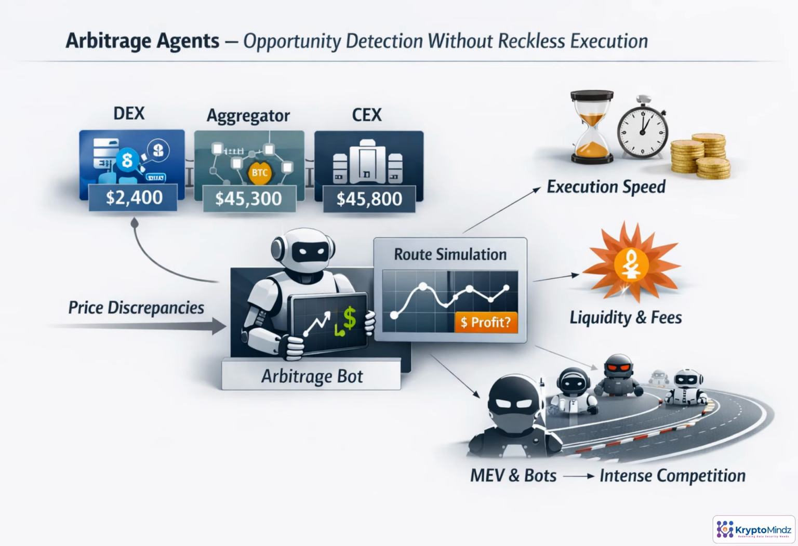Arbitrage agents scan for price differences across DEX pools, aggregators, centralized exchanges, or chains. But a visible spread is not the same as profit. The agent still has to validate liquidity, fees, latency, block timing, RPC reliability, MEV risk, and competing bots. In practice, the safest design is often detection plus validation, followed by an alert or human approval, rather than fully autonomous execution.